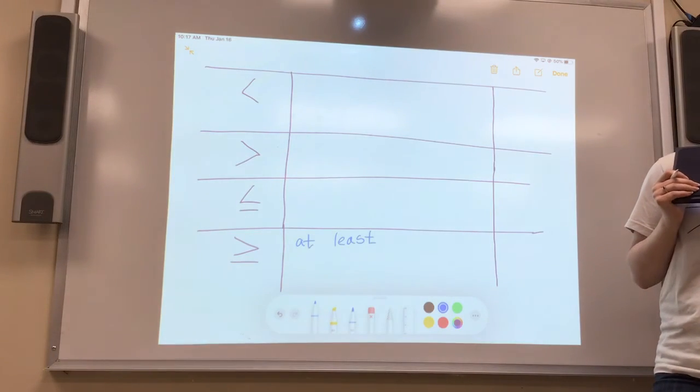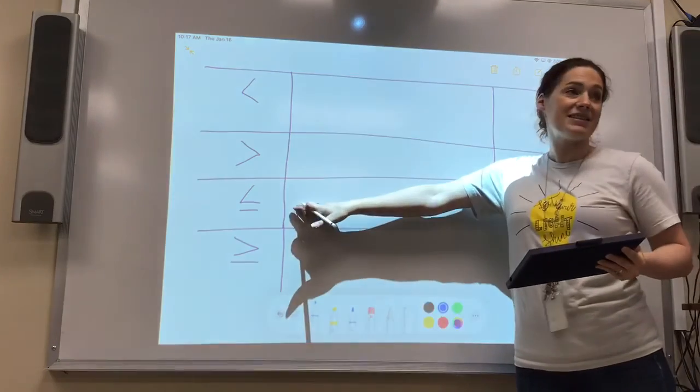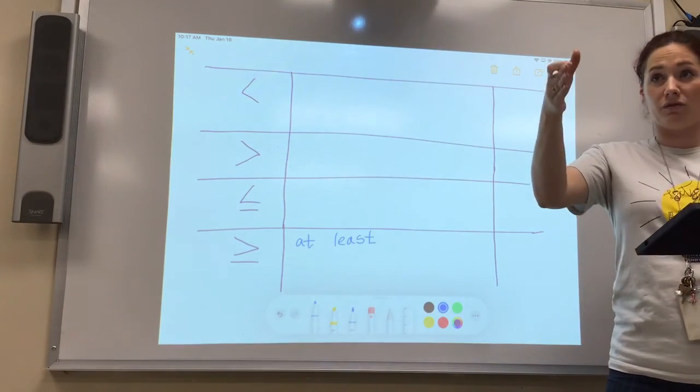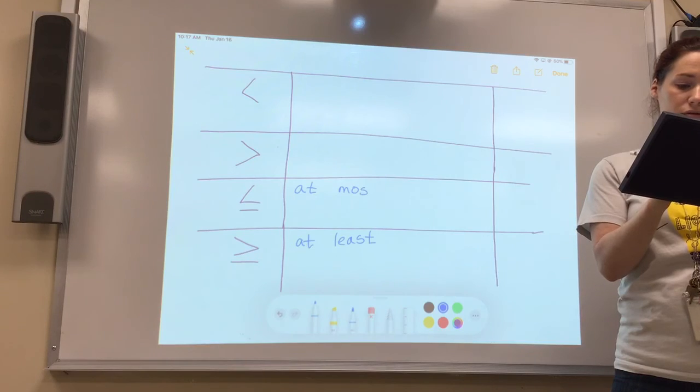If I told you you could eat at most 4 cookies, that has a very different meaning. What does at most 4 cookies mean, Claire? Less than or equal to. Yeah. At most 4 means you better not go over 4 cookies. So this is at most.